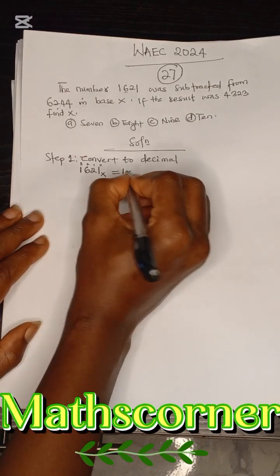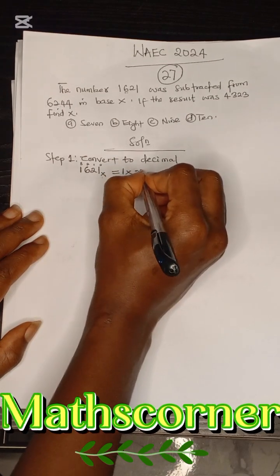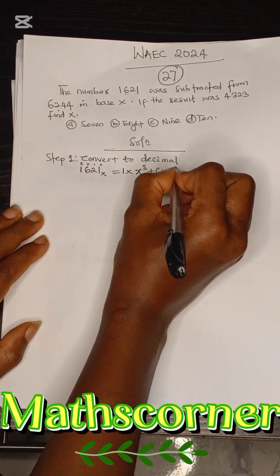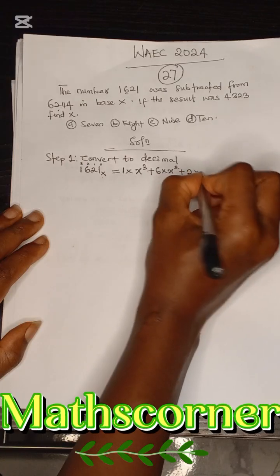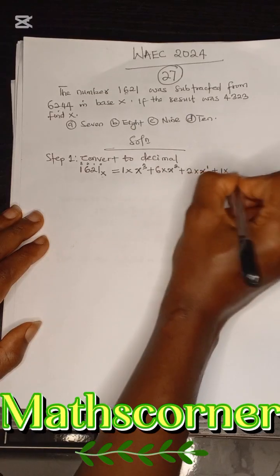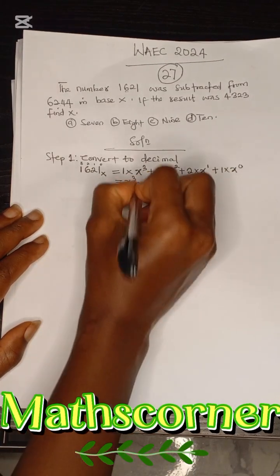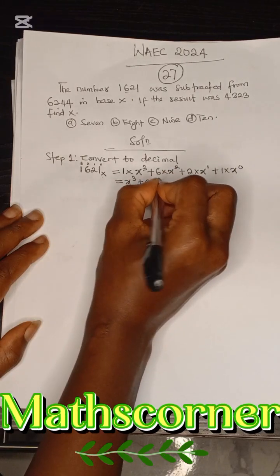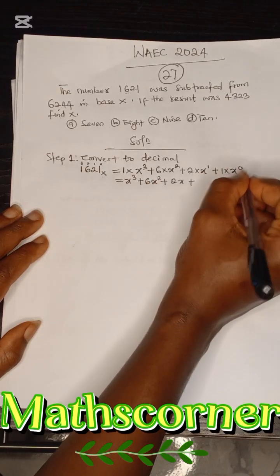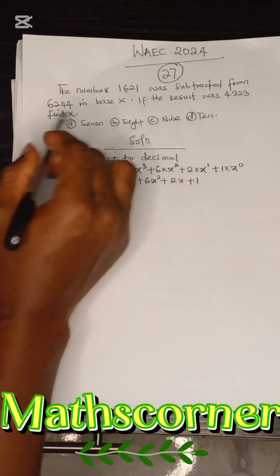So this is 1 times x raised to power 3 plus 6 times x raised to power 2 plus 2 times x raised to power 1 plus 1 times x raised to power 0. So this is equal to 1 times x cubed is x cubed plus 6 times x squared, 6x squared, plus 2 times x raised to power 1 is 2x plus anything raised to power 0 is 1. So 1 times 1 is 1. So we have converted this number.